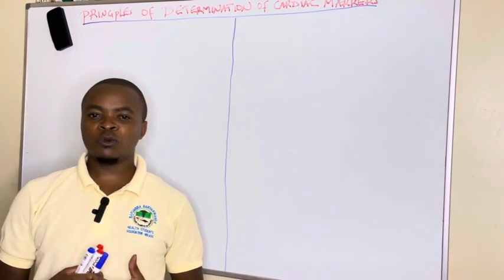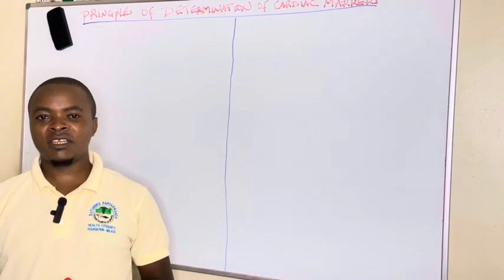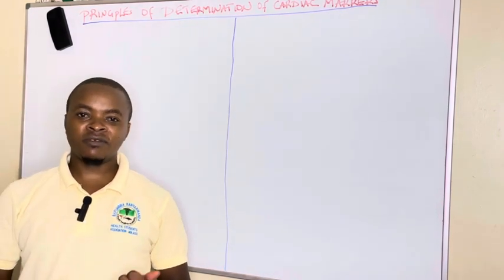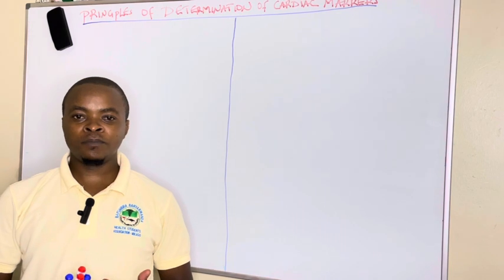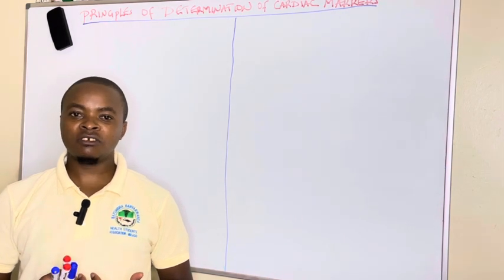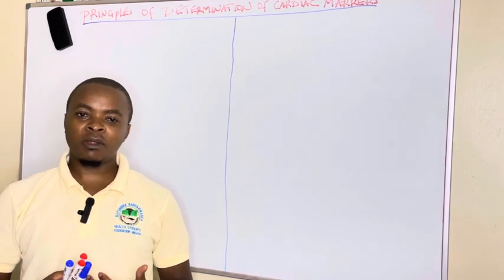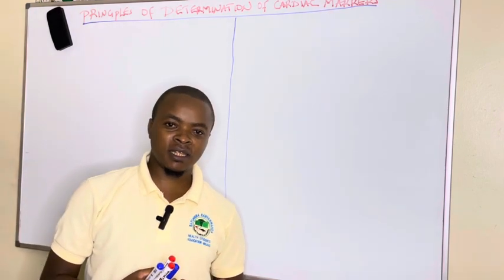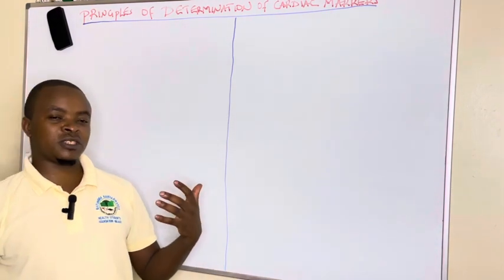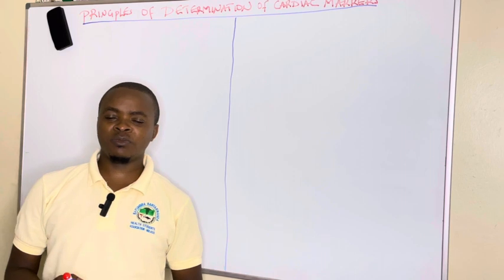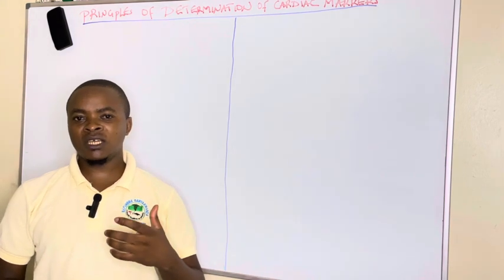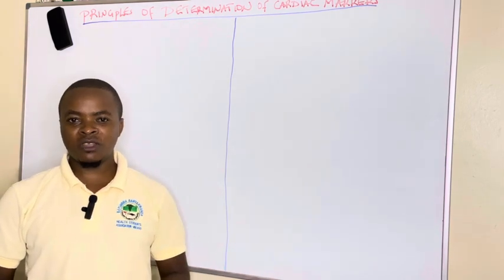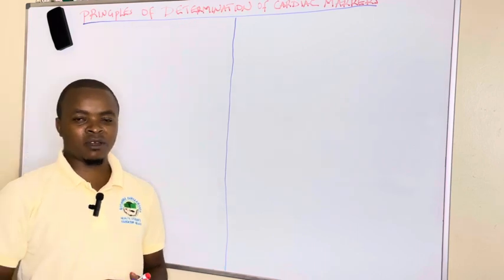We want to talk about the principles of determination of cardiac markers. In the previous video, we looked at the interpretation of cardiac markers, but we want to see how they are determined in the lab. Which principles are behind? We don't normally give you procedures because procedures are always per manufacturer's manual. So we always refer to the manufacturer.